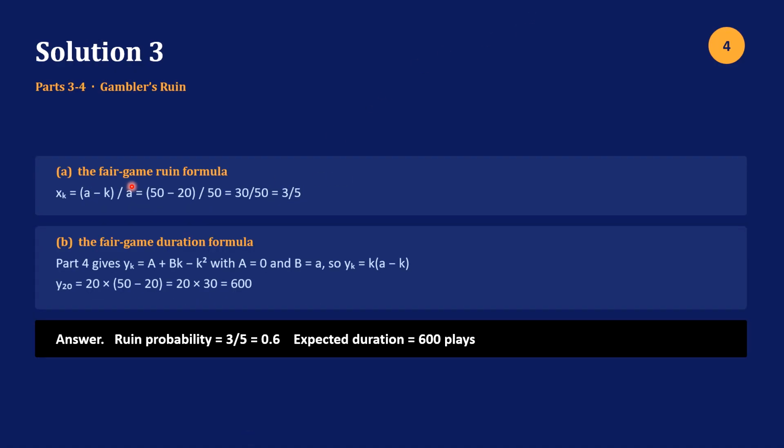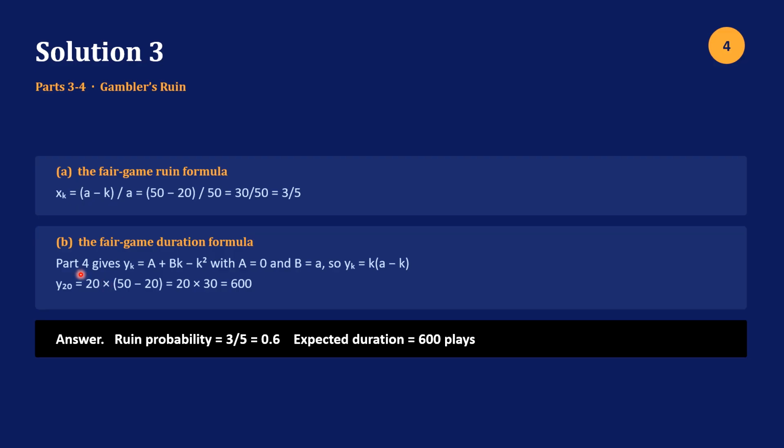The probability of ruin is the formula for a fair game we derived earlier. I'm pointing to it here. So A is the total pot, $50. K is how much our gambler started with, and then you divide that by A. And so the fair game ruin probability is 3/5 under the conditions of A and K that we were given.